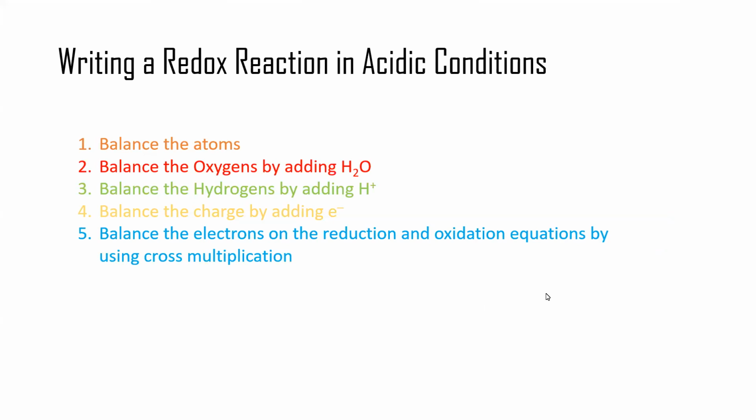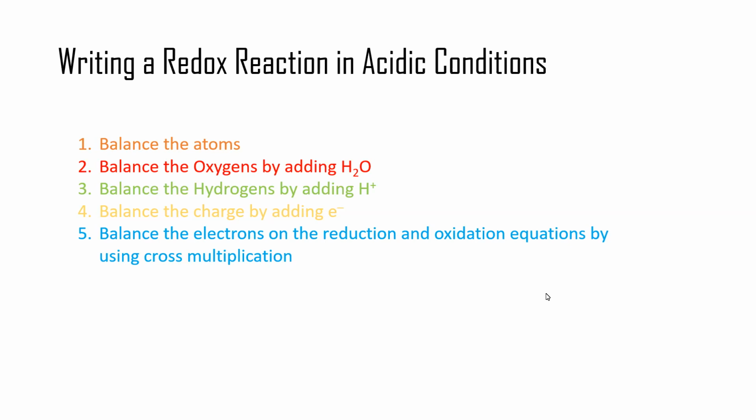So how do you write a redox reaction? There are two types of redox reactions, either in acidic conditions or in basic conditions, and they are very similar, okay? So let's start with the acidic conditions. And then for the basic conditions, we are simply going to add one more step. So for a redox reaction in acidic conditions, first, balance the atoms. Once the atoms are balanced, balance the oxygens by adding H2O. Then, to balance the hydrogens, add H+, you balance the charge by adding electrons, and then you balance the electrons by doing some cross multiplication.